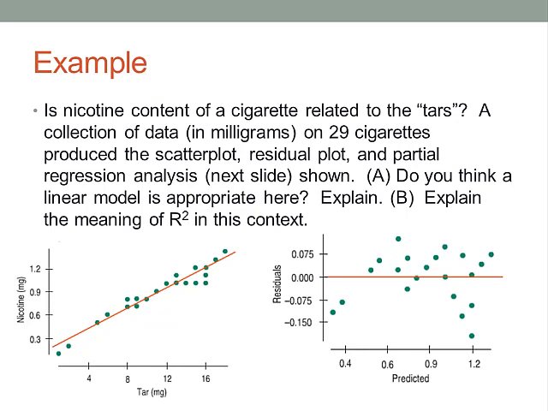Another example. Is nicotine content of a cigarette related to the tar? A collection of data in milligrams on 29 cigarettes produced a scatter plot, residual plot, and partial regression analysis, which is on the next slide. Part A, do you think a linear model is appropriate here? Explain. And Part B, explain the meaning of R squared in this context.